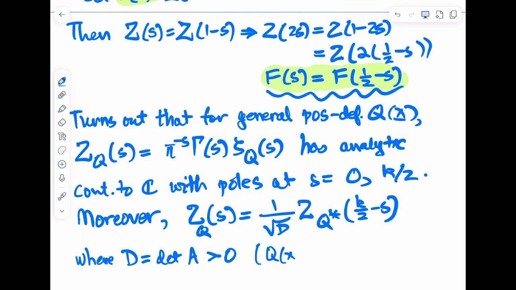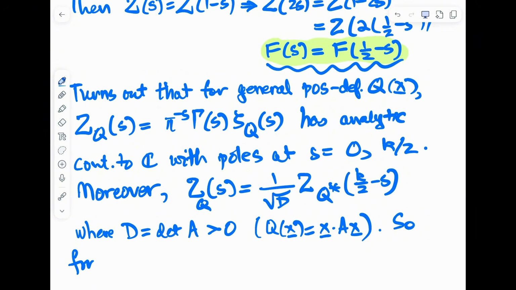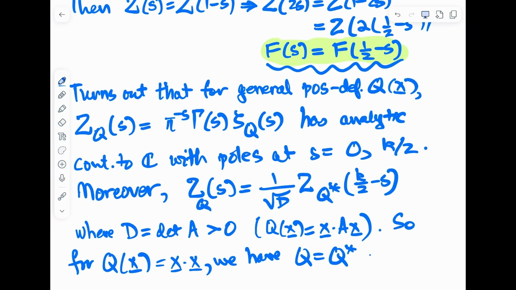Q of x was x dot ax. Right? So if you had a sum of squares quadratic form, d is just going to be 1, and you wouldn't even notice it. So if q of x is x dot x, we're going to have d equals 1, q equals q star, and d equals 1. So you're not even going to notice.